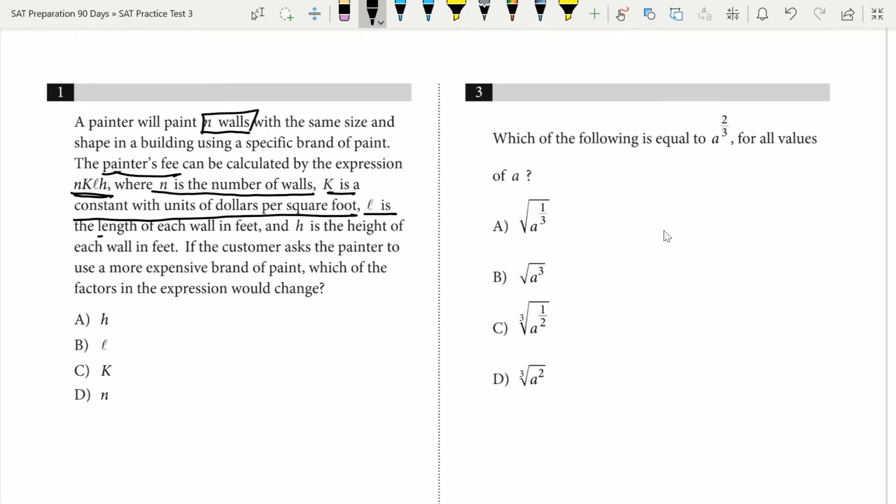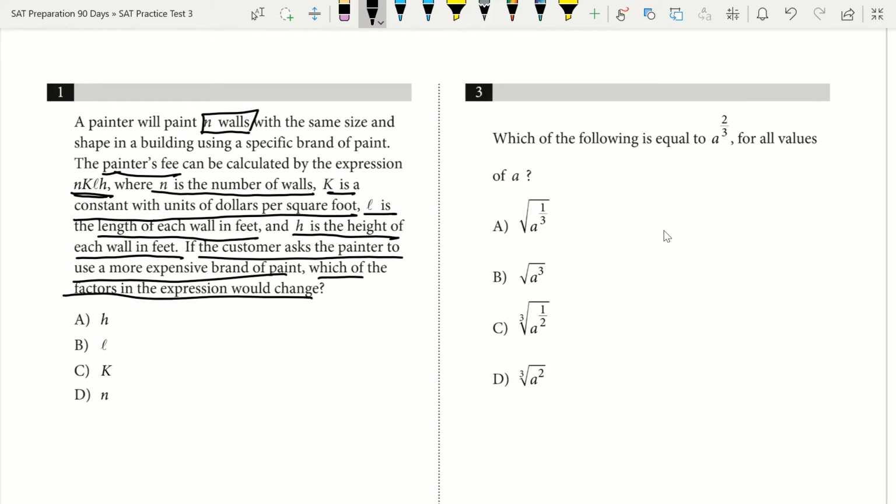L is the length of each wall in feet. That's a measurement. We underline that as well. H is the height of each wall in feet. So in feet, that's a measurement. We're going to underline that. Then we need to underline what we're asked to answer with. So that's if the customer asks the painter to use a more expensive brand of paint, which of the factors in the expression will change?